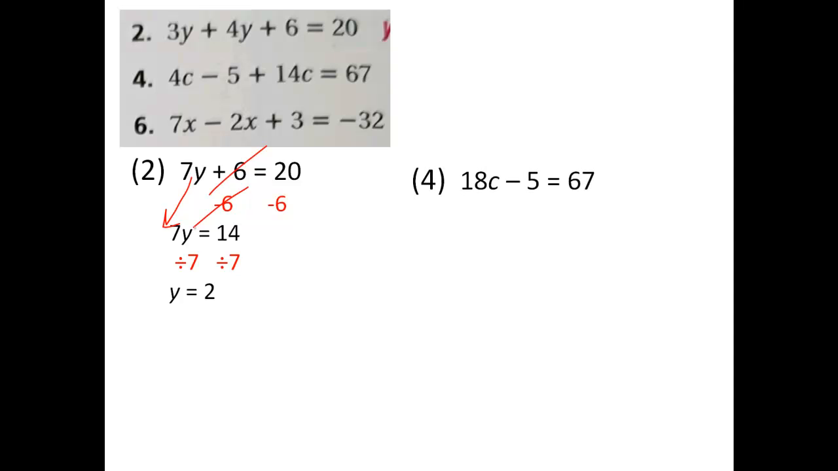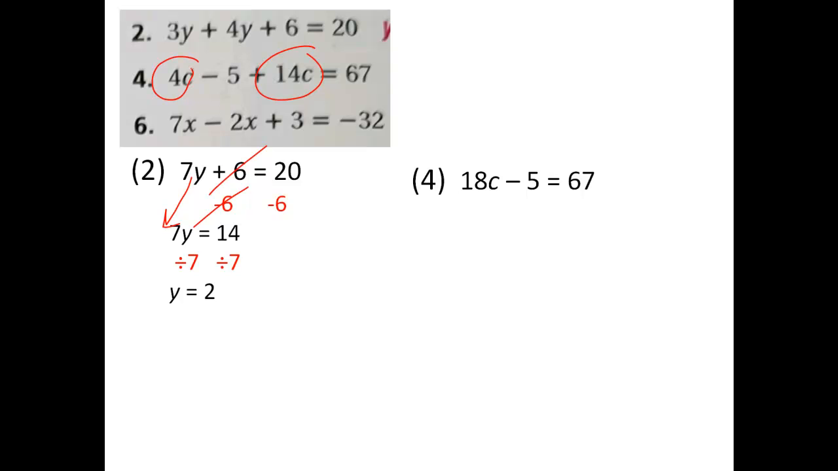Next question, question 4. We have 4c negative 5 plus 14c equals 67. We will take the like terms here, 14c and 4c. Add them together. 4 and 14 is 18c. Then negative 5, no other terms like the 5, so it will be 18c negative 5 equals 67.